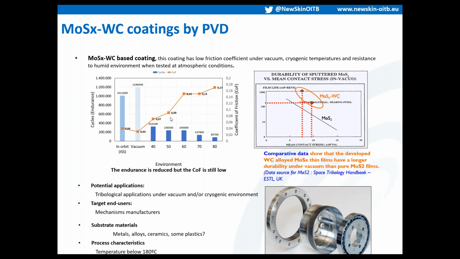So it's a very good result. The origin of this good result is the presence of tungsten carbide, which shows that the film has a longer durability under vacuum than pure molybdenum disulfide films. The presence of this dopant gives the coating a better resistance to humidity and to wear.